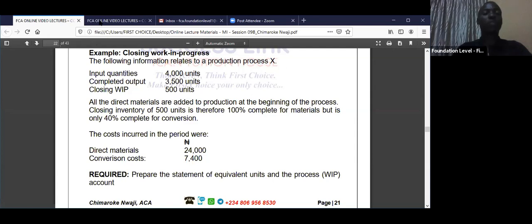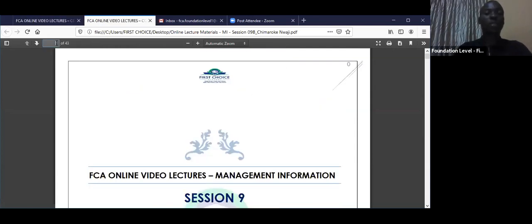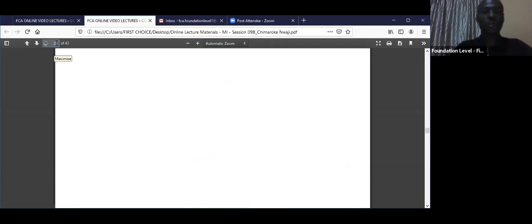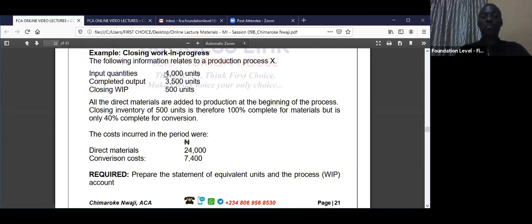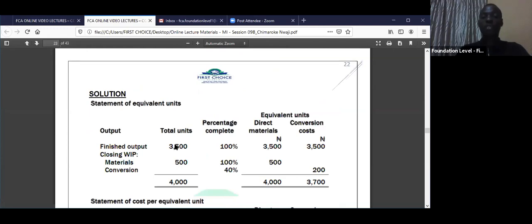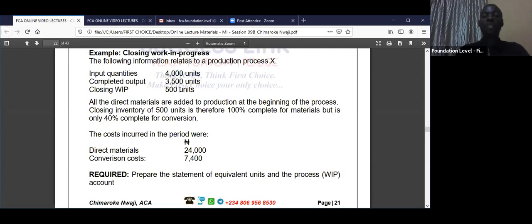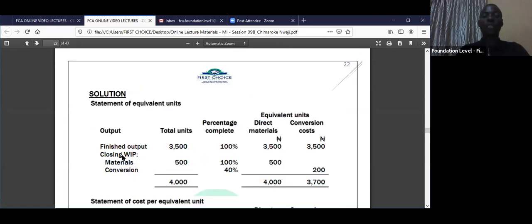So let's see on page 23 how this is going to be solved. All right, look at the solution. Now we are told that out of the 4,000 that was input, we're supposed to get out 4,000, right? But only 3,500 has been completed. So you see it here, finished output 3,500. And we are told that the remaining 500 is closing work in progress. Material alone is 500.